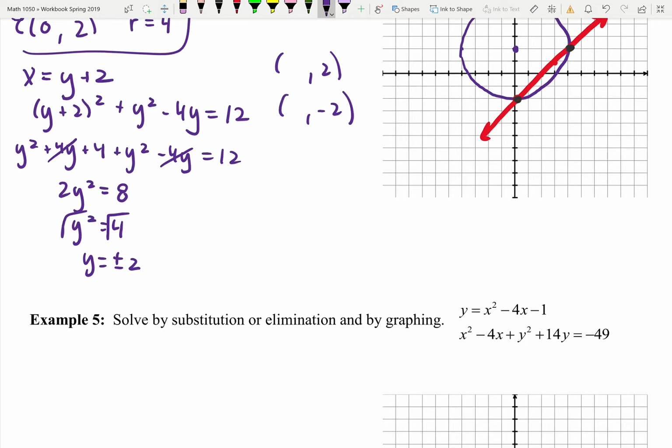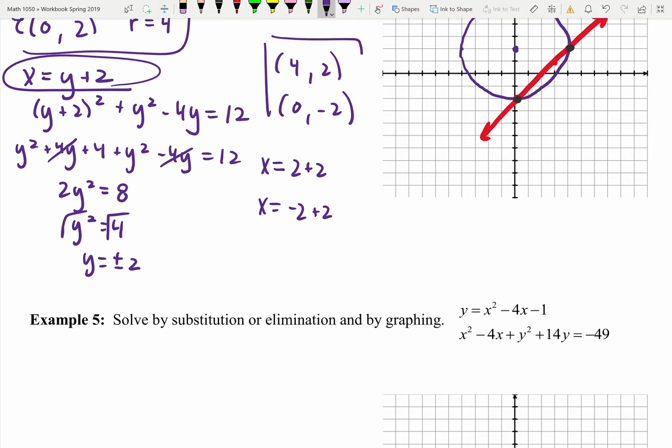The sweet thing about substitution is the second number is easy to find. So that would be x equals, if y is 2, 2 plus 2 is a 4. What about if y is a negative 2? Then you have negative 2 plus 2, which is a 0. There are my answers.